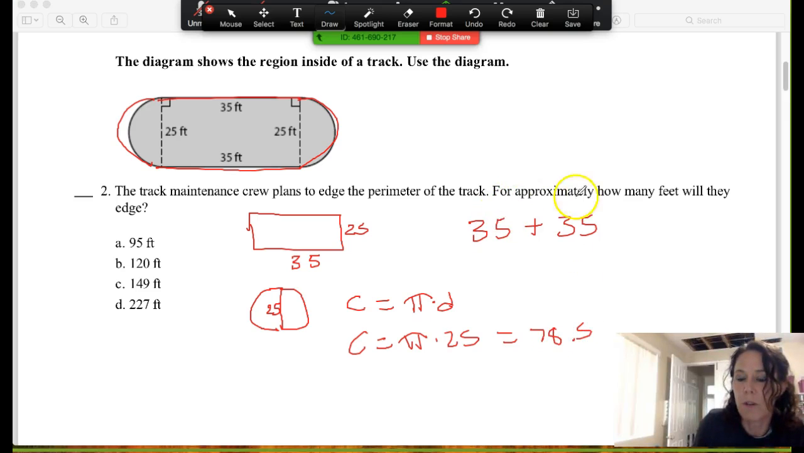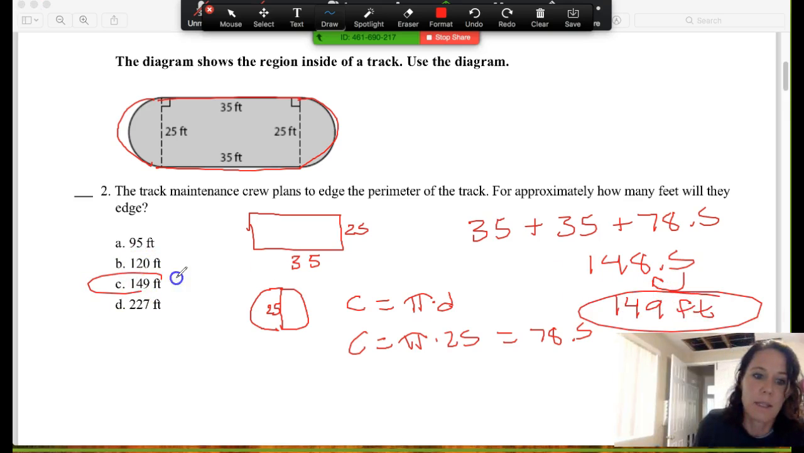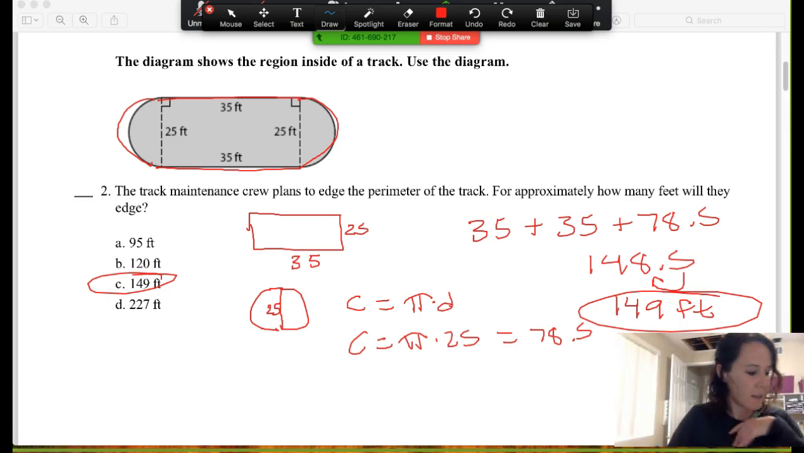And if you do that on a calculator, 25 times 3.14, you're going to get approximately 78.5. So 35 plus 35 plus 78.5, and add that up, 148.5, and it approximately rounds up, let's see, to how many feet? So we're going to round this up to 149 feet. And it's C. All right, on to the next.